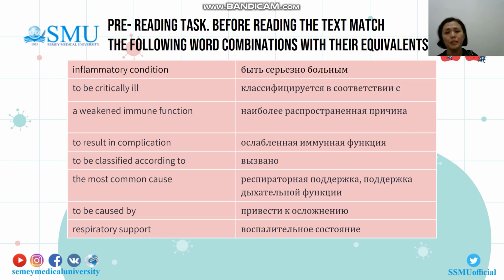Before reading the text, you should do this pre-reading task. The task is matching. It means that you should match English word combinations with their Russian equivalents. For example, inflammatory condition in Russian will be воспалительное состояние. To be critically ill, быть серьезно больным. I hope this task is clear for you. Please do it in written form.